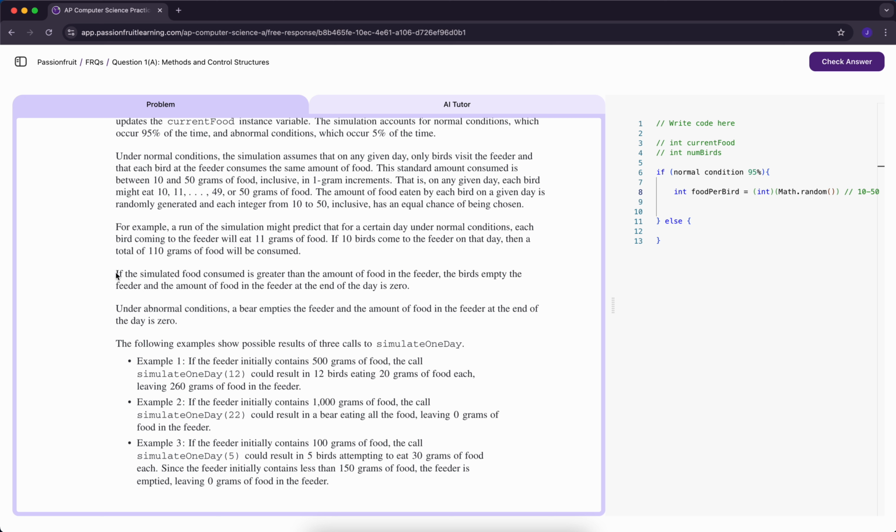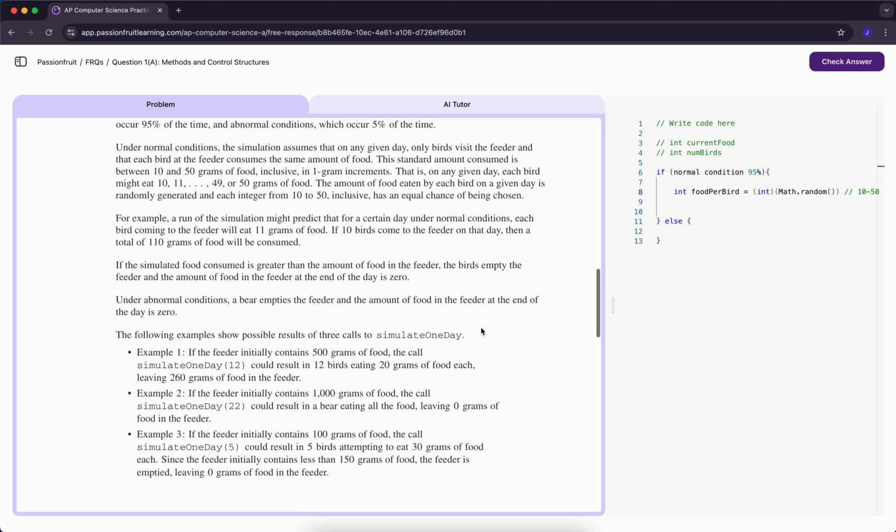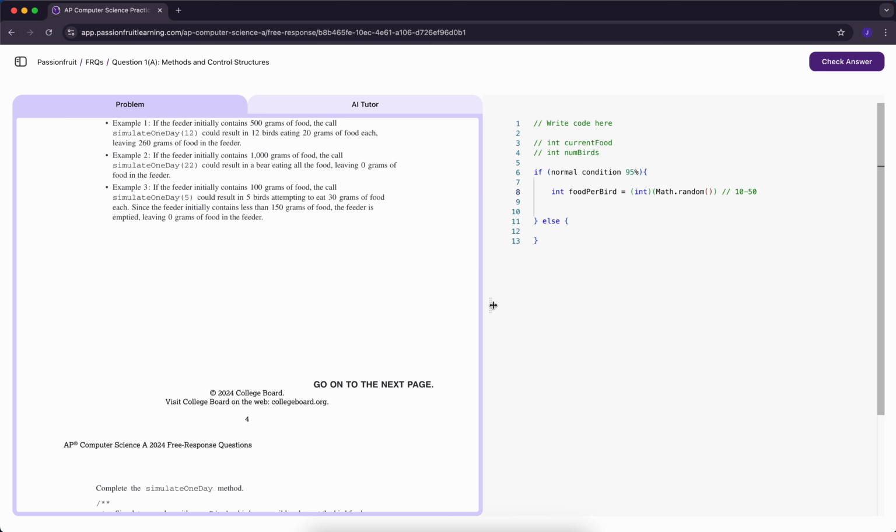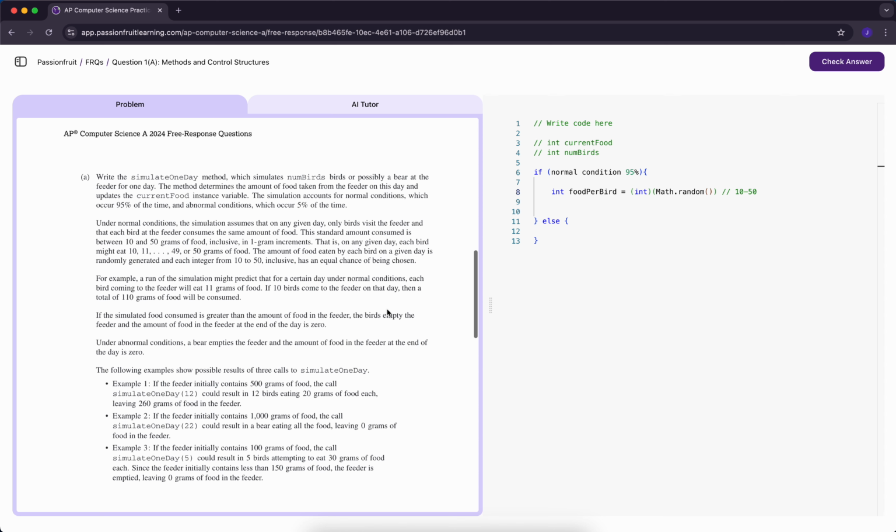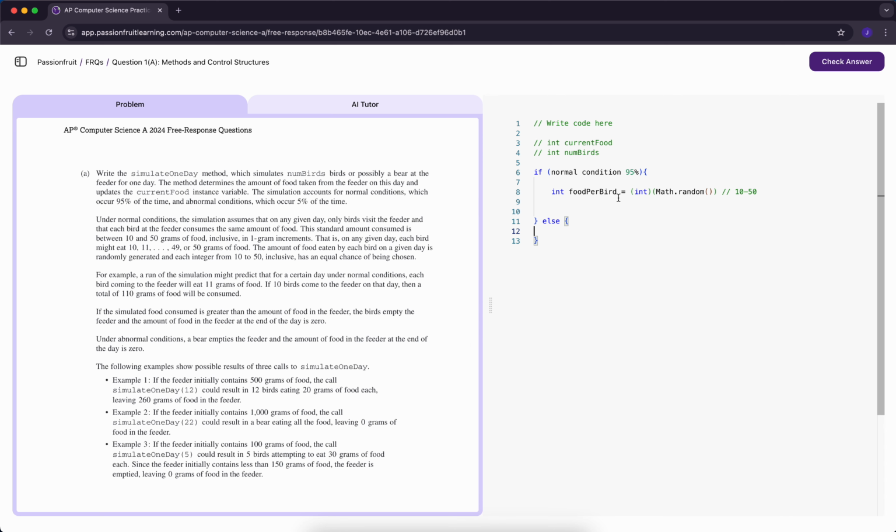So it says, if the simulated food consumed is greater than the amount of food in the feeder, then the birds empty the feeder, and the amount of food in the feeder at the end of the day is 0. Also, under abnormal conditions, a bear empties the feeder, and the amount of food in the feeder at the end of the day is 0. Okay, cool. That's really all we need to know. They have some examples for us, but I think this is pretty straightforward.